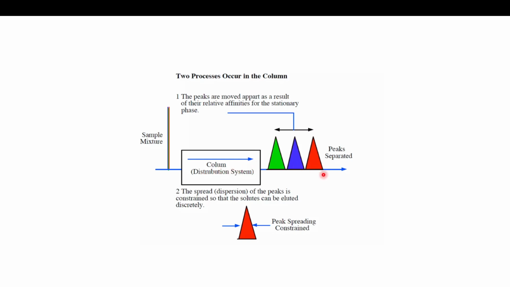And this is the distribution system. So one is that the peaks are moved apart as a result of their relative affinities for the mobile phase or the stationary phase, and the spread or dispersion of the peaks in the chromatogram is constrained so that the solutes can be eluted discretely. If two compounds A and B have similar affinities or interaction with the mobile phase or the stationary phase, then their separation will be trickier, and the discrete separation won't be there.